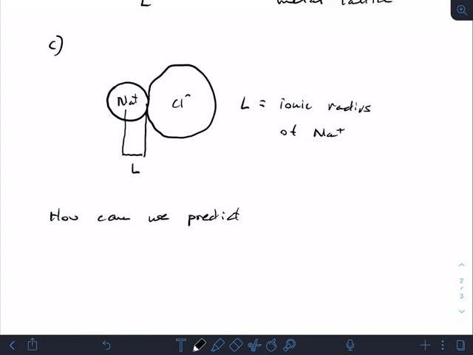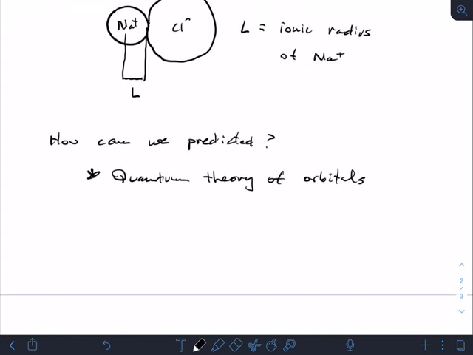We've known for quite some time about approximate atomic radii, but we've only just recently gotten the technological ability to take images of atoms, right? So we haven't been able to really take good physical measurements of atoms. So how have we been able to predict it before now? Quantum theory of orbitals. Okay.